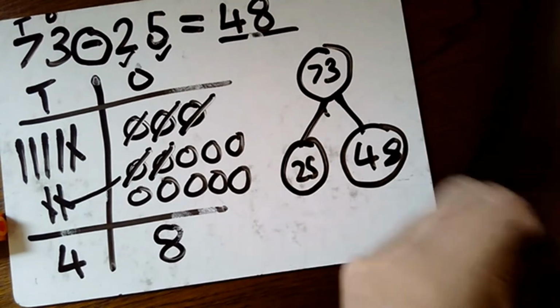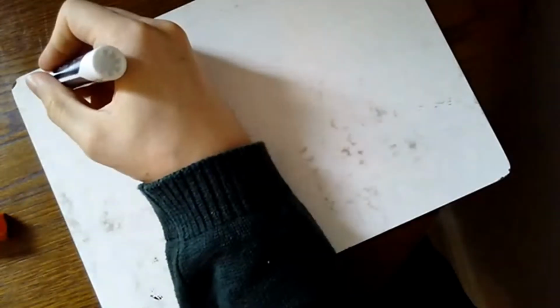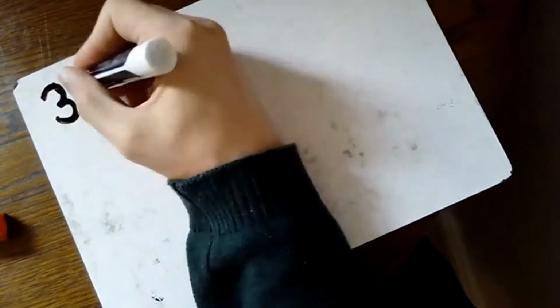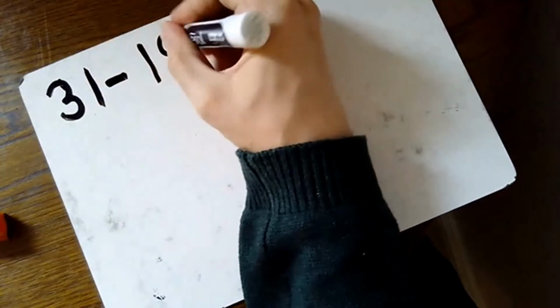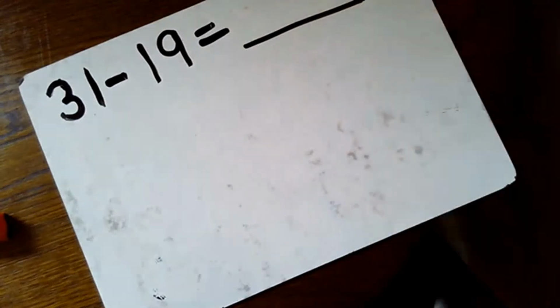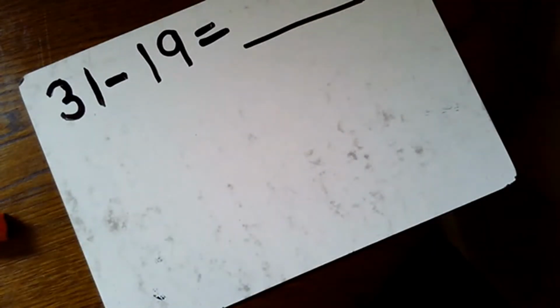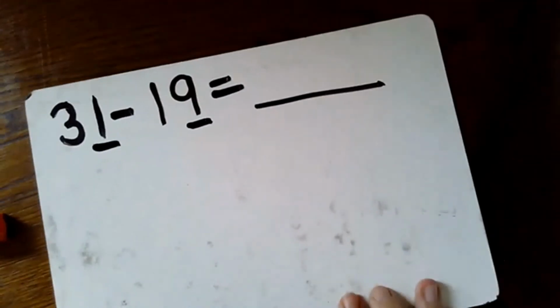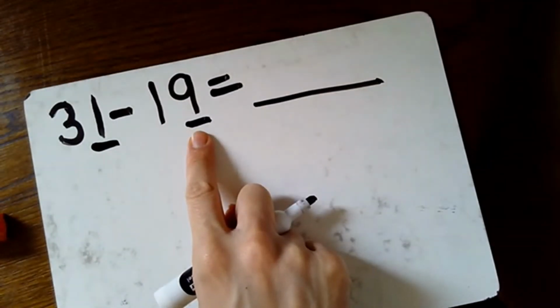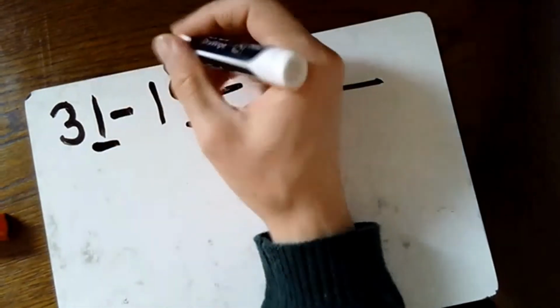Anyway, very quickly, one more example. Let's do 31 subtract 19. Now I'm going to develop your learning a little bit here. I know automatically that I'm going to have to regroup. The reason I know that is the ones digit in the part is greater than the ones digit in the whole.